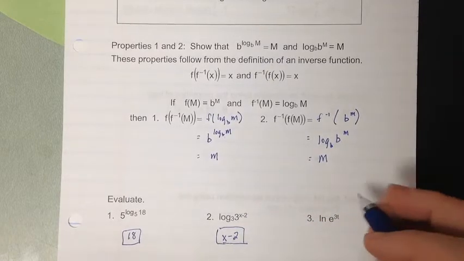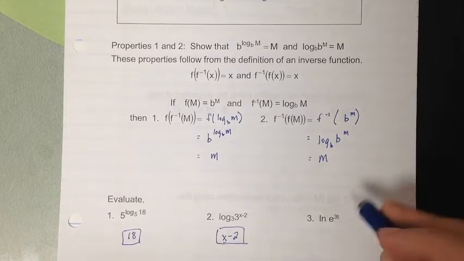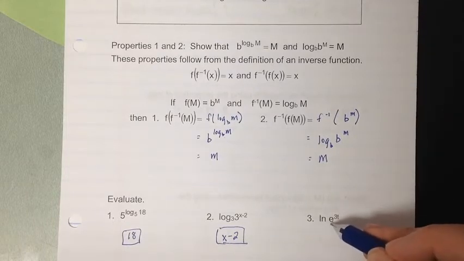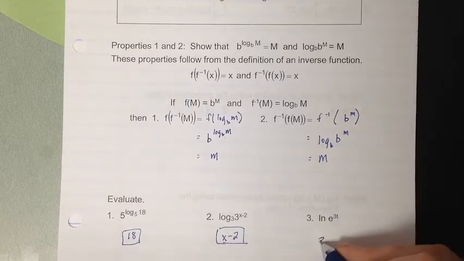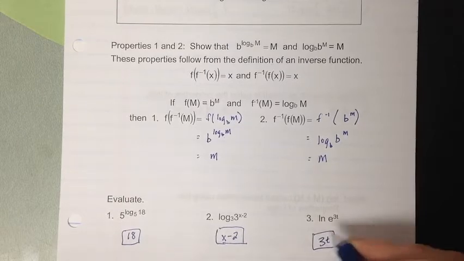All right. Remember that ln is base e, so this again is using property 2, log base e, natural log, which is base e of e to the 3t. My answer is 3t.